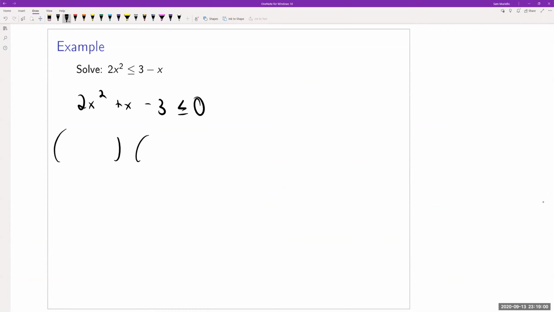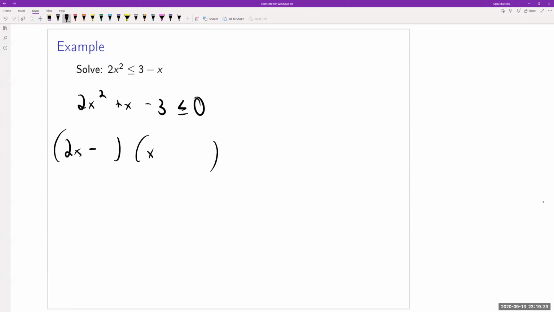Factoring on this side, I will have 2x and x. I need numbers that multiply to make -6 and add to make 1. I think that -2 and 3 will work. That seems like it will be pretty good. So that means that I'm going to have 2x minus 3, x plus 1, and let's double check here. 2x squared minus 3x plus 2x. Nope, that's not going to work correctly.